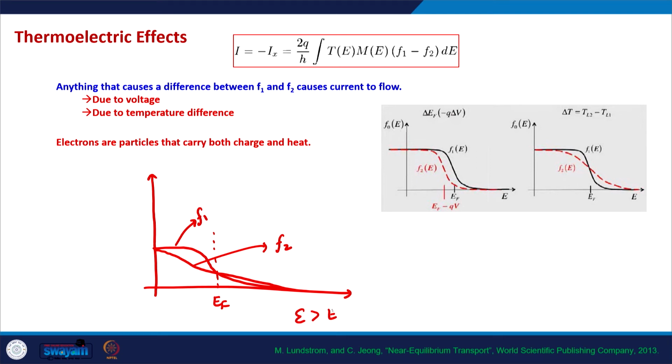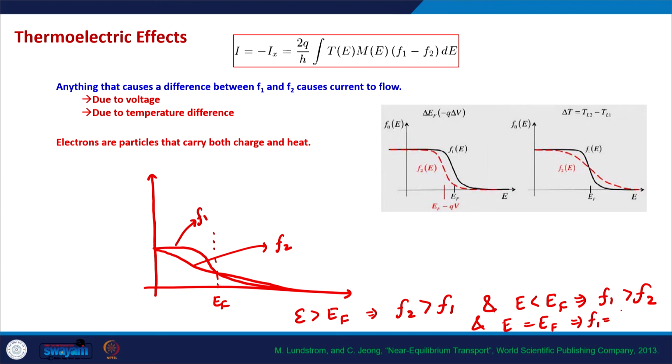So, for energies greater than EF, above the Fermi level, F2 will be greater than F1, and below the Fermi level F1 will be greater than F2. Also at the Fermi level, both of them will be the same. Okay. Now, the temperature difference is creating a new kind of difference in the Fermi functions.